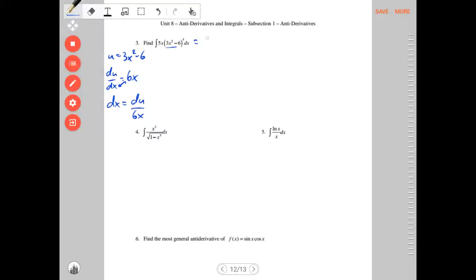So now I end up with the integral of 5x, (3x^2 - 6)^3, that's u cubed, and then dx we have said is du over 6x. Okay, well now this 6x is on the bottom and it combines with that 5x. Well, look, the x's are going to cancel. So you're going to get 5/6 u^3 du. Okay, now we just take the integral of that. And that gets rid of the chain rule part.